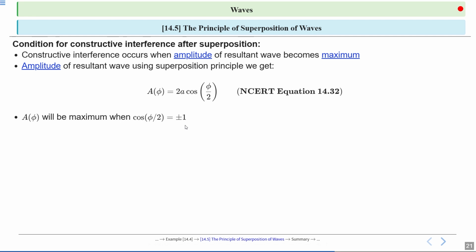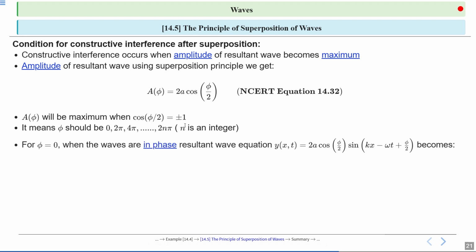The amplitude A of phi will be at its maximum value when cos phi by 2 equals plus or minus 1. This means the two waves are perfectly aligned in a certain way. Remember, cosine of 0 degrees or 180 degrees is plus or minus 1. It means phi should be 0, 2 pi, 4 pi, and so on, that is 2n pi, where n is an integer. This means the waves are in phase, or their peaks and troughs line up perfectly, leading to constructive interference.